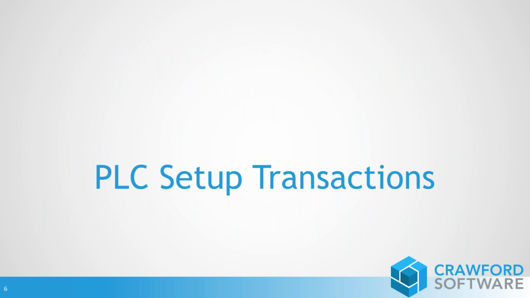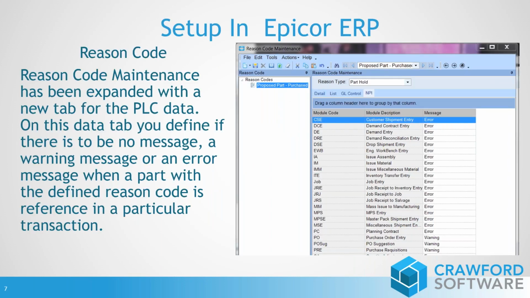PLC Setup Transactions. There are really only 3 main driving transactions that set up the functionality within the system the way you need it to work. The first one in that process is the reason codes. On the reason code maintenance, it's attached to the reason type part hold. If you've been in these screens before, you know that when you go into reason code maintenance within Epicor, the secondary prompt is what type of reason. We've attached this all to the part hold master, and it'll make more sense why we did that in a couple of slides going forward and when we go through the demo.